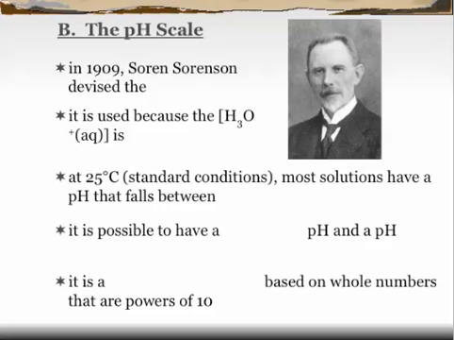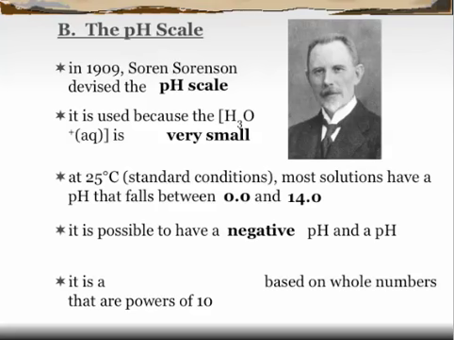Now, the pH scale. In 1909, Sorensen devised the pH scale. It is used because the hydronium concentration is very small. At 25 degrees Celsius, standard conditions, most solutions have a pH that falls between 0 and 14.0. It is possible to have a negative pH and a pH above 14.